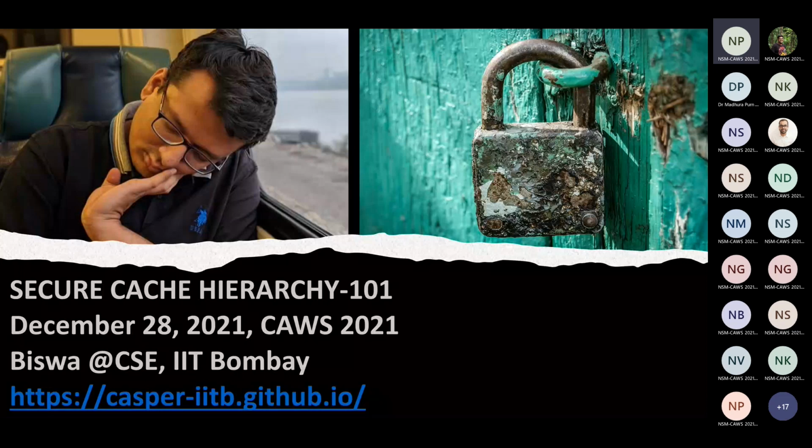So this will be the first advanced topic that you will be attending as part of this winter school. Just a disclaimer: whatever we discussed in the morning about cache and cache hierarchy, I emphasized that they are useful. In this session, we will find out that all the things we have discussed so far are points of concern when we talk about security.